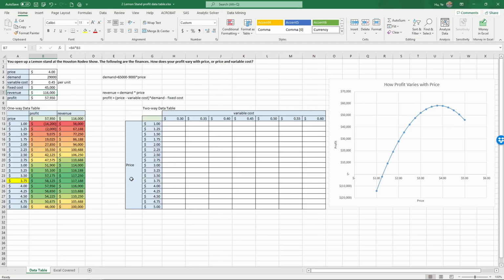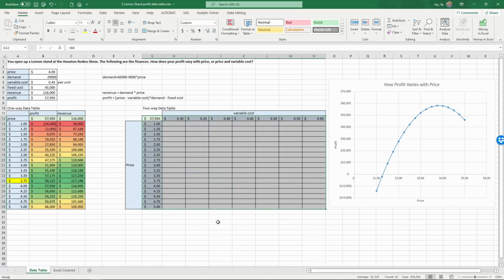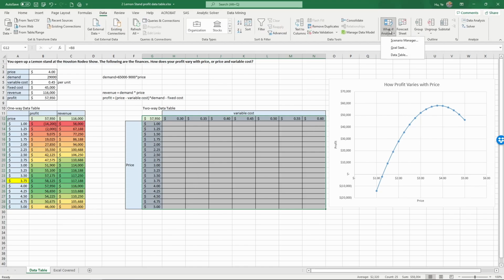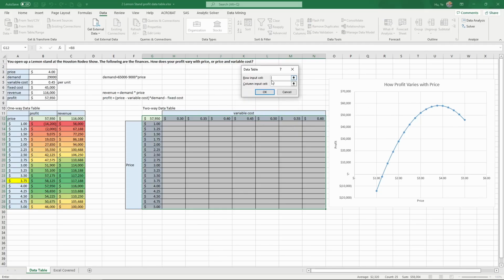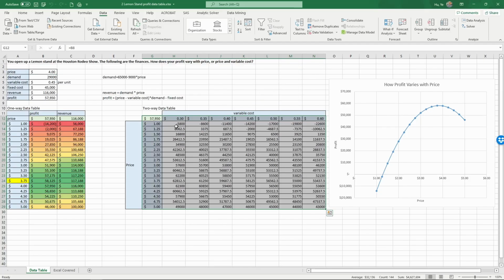So now let's take a look at how profit changes with two parameters, price and the variable cost. So in order to do the data table, we're going to put this here equals the profit that we have calculated and enter. And now select from this corner all the way to the range of the variable cost and the price. And then go to data, what-if analysis, data table, and the row input cell here would be the variable cost, and the column input cell is the price. And now click OK.